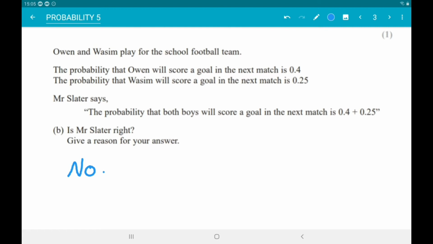Now, what he has worked out is the probability that one of them will score in the next match. So, to work out the probability they both score, we would need to do 0.4 times 0.25. And that would give us 0.1.